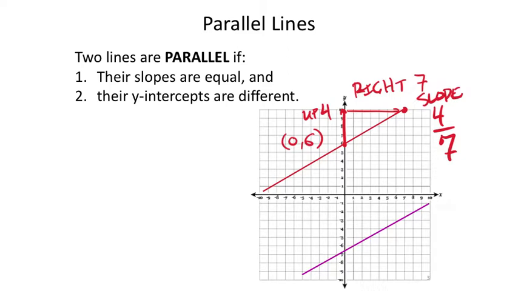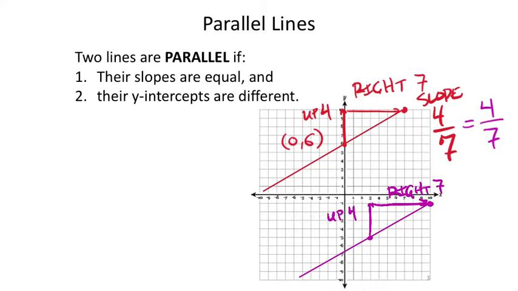Let's see if I can do this right. Something like this. Okay, so now I would be using this point and this one. But again, it shows that it goes up 4 and then to the right 7. So the slopes end up being exactly the same here, which they need to be for parallel lines.